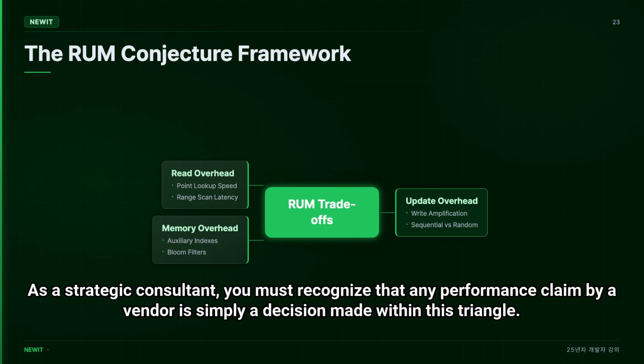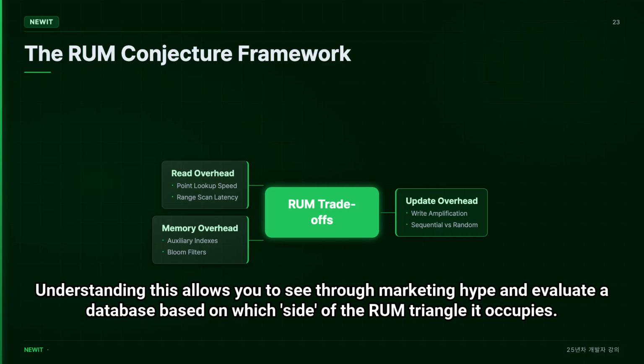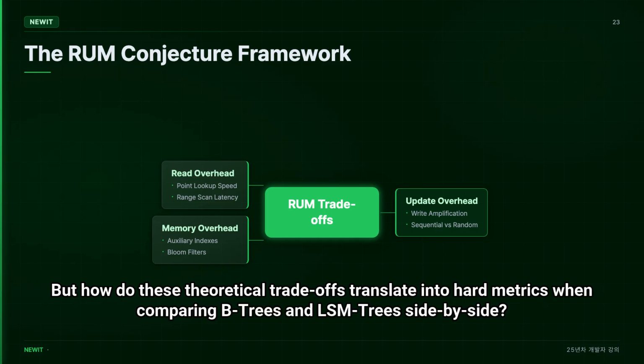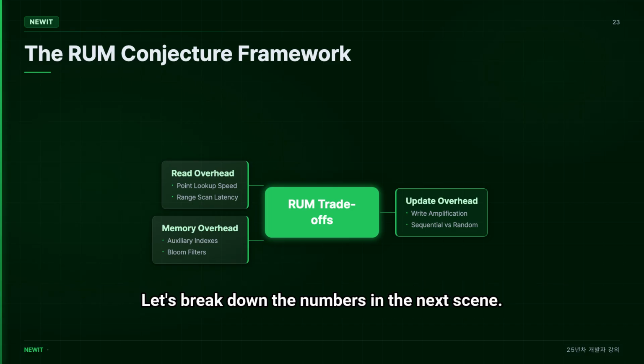As a strategic consultant, you must recognize that any performance claim by a vendor is simply a decision made within this triangle. Understanding this allows you to see through marketing hype and evaluate a database based on which side of the RUM triangle it occupies. But how do these theoretical trade-offs translate into hard metrics when comparing B-trees and LSM trees side by side? Let's break down the numbers in the next scene.